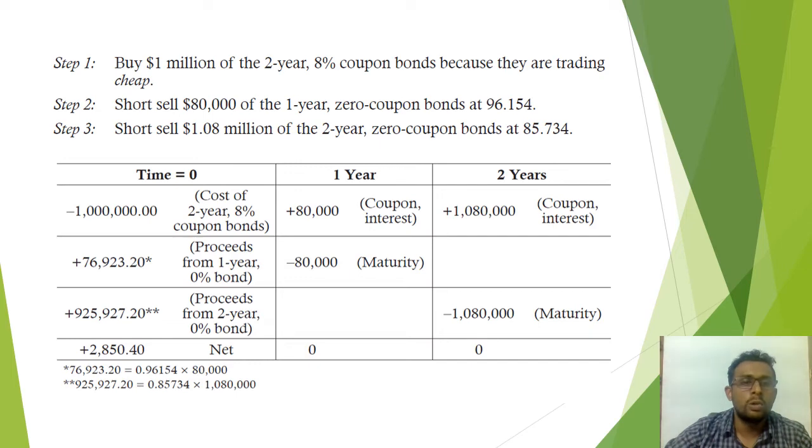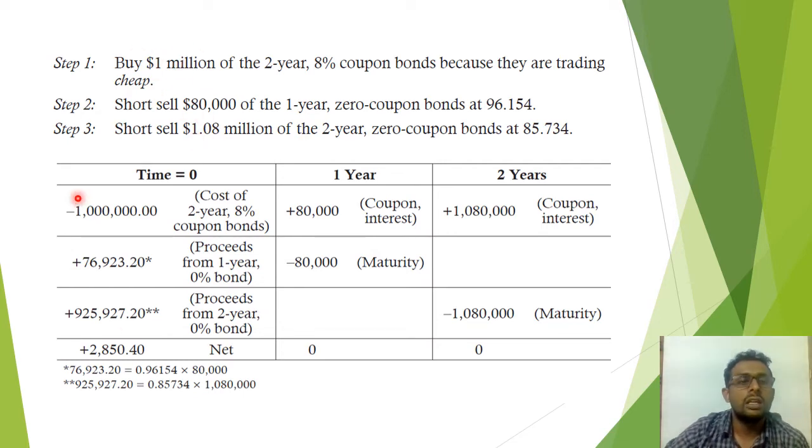Step one is buying 1 million of 2 year 8% coupon bonds as they are trading cheap, then short sell 80,000 of 1 year zero coupon bond at 96.154, short sell 1.08 million of 2 year zero coupon bonds at 85.734. If you see the amounts, 2 year 1 million, 80,000 and 1.08 million can be changed according to you.